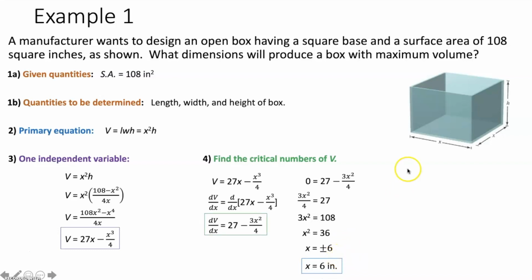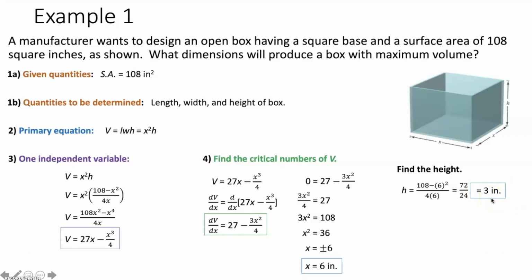Now, we have found the length and the width of the box, but we still need to figure out what the height is because we need all of the dimensions. So how do we figure out the height? Well, didn't we earlier figure out what the height was equal to in terms of x? Yeah, we plugged it in here. The height was equal to (108 minus x squared) over 4x. So we can take that equation and find the height by taking 6 and plugging it in for x. If we do that and simplify, we end up getting that the height has to equal 3 inches.